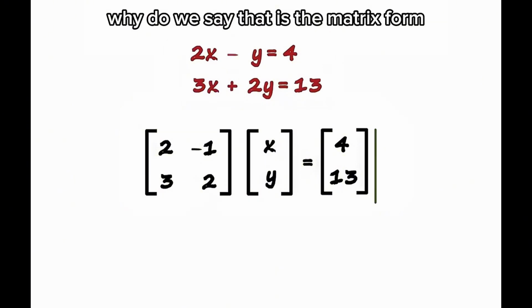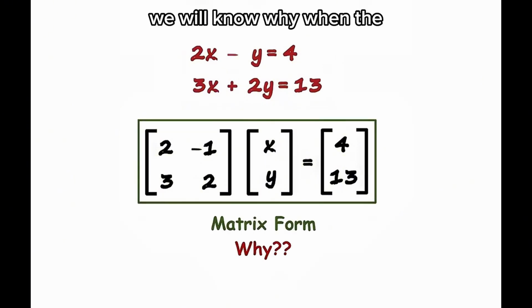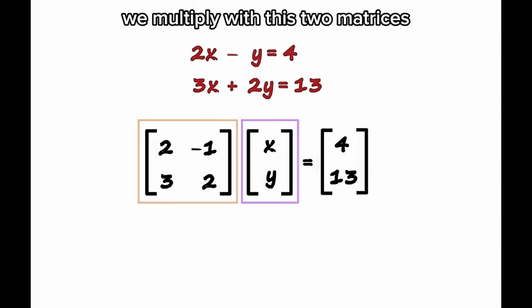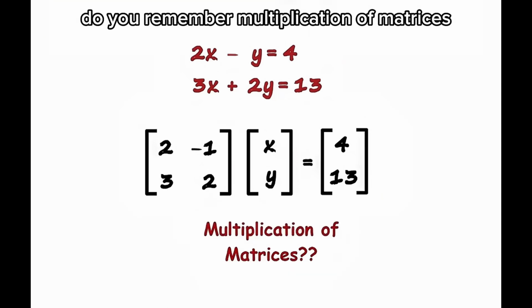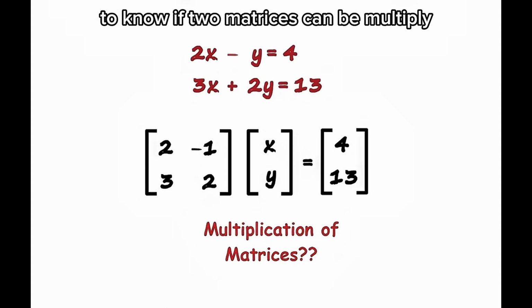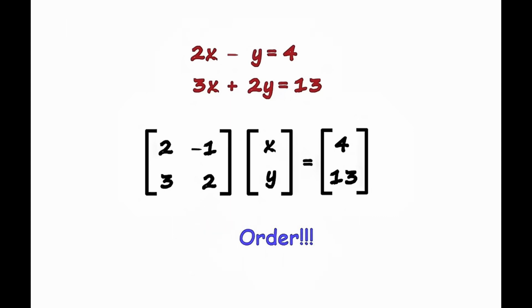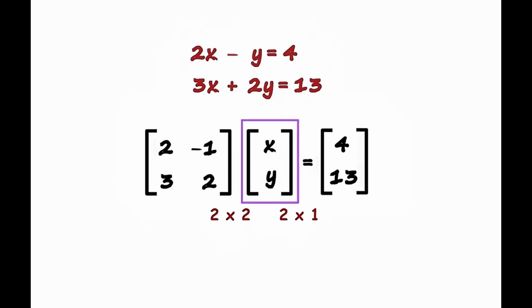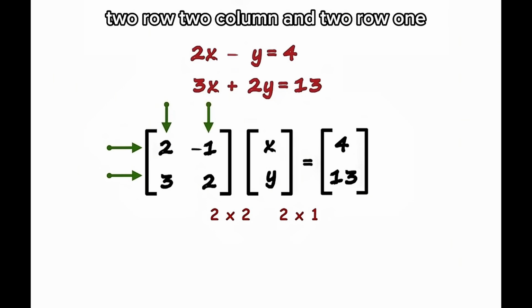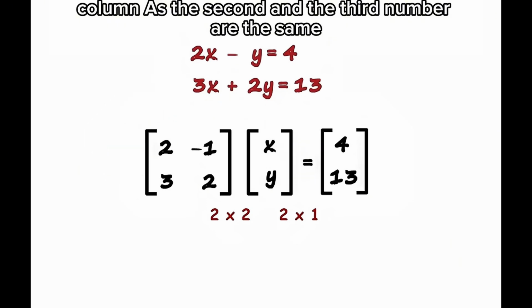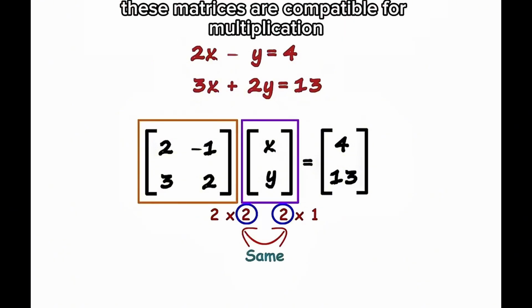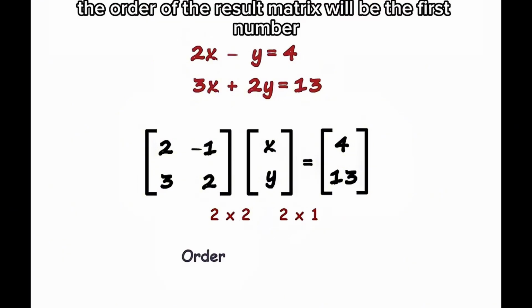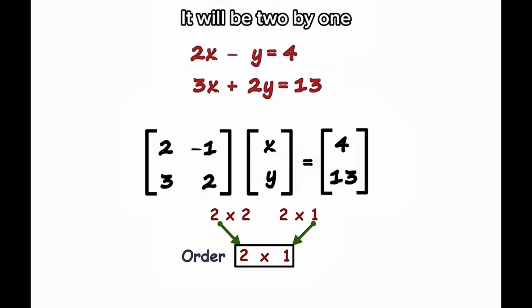Why do we say that is the matrix form? We will know why when we multiply these two matrices. Do you remember multiplication of matrices? To know if two matrices can be multiplied, we need to check their order. The order of this matrix is 2 by 2, and that of this one is 2 by 1. 2 rows, 2 columns, and 2 rows, 1 column. As the second and the third number are the same, these matrices are compatible for multiplication. The order of the result matrix will be the first number by the fourth number. It will be 2 by 1.